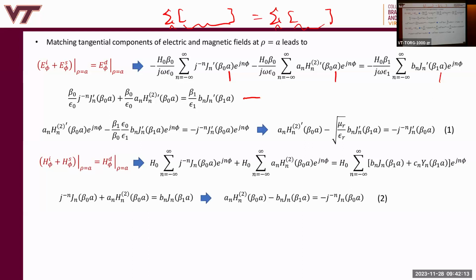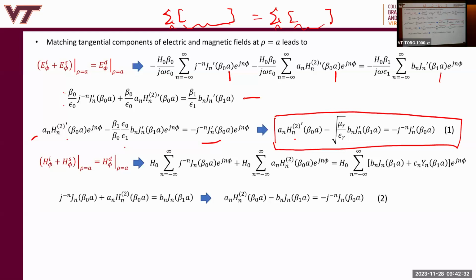All right. Now, if we multiply through by epsilon over beta, then we get this expression. And if we then write it in this form where we have Hn2 prime here, we move this term to the other side and move that one that way, we end up with this expression here. This we call expression 1.